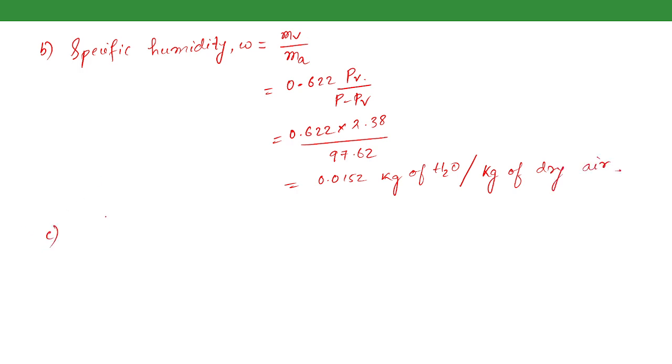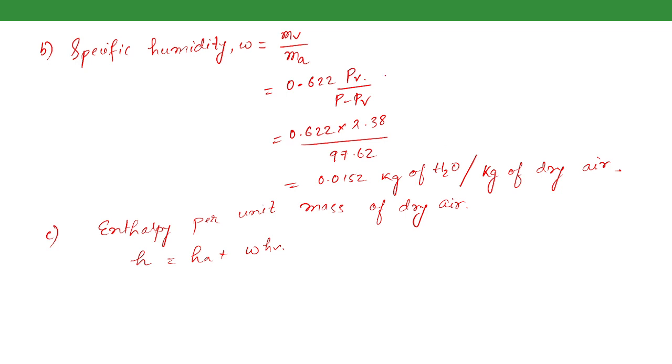Now the enthalpy per unit mass of dry air. So all these are actually expressed in terms of the mass of dry air. Okay, H is enthalpy of air plus W, that is W into HV. Why W? Because HV will come in per unit mass of water vapor, and if we multiply it with W, we will get it in terms of per unit mass of dry air. So the entire thing will be expressed per unit mass of dry air.